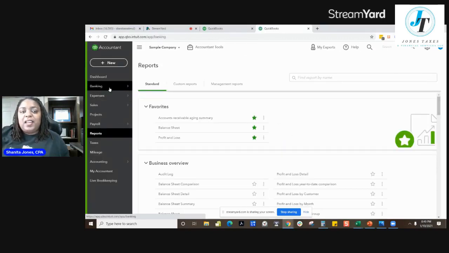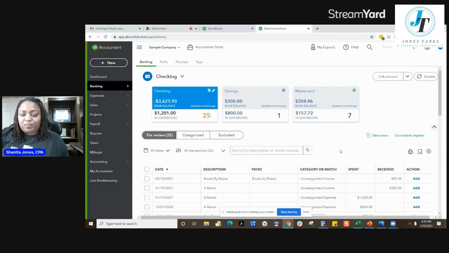Now, before we run that report, I want to call your attention to something else that is super important. And that's on our banking screen. So this is all fake data, by the way. This is no one's real information. This is the QuickBooks sample company. So on this banking screen, you see sample company has all of these transactions pending.